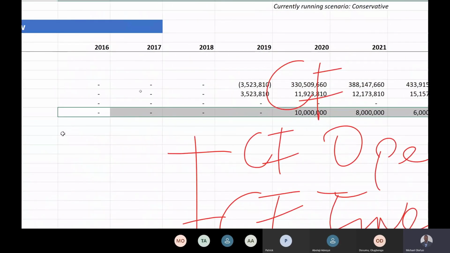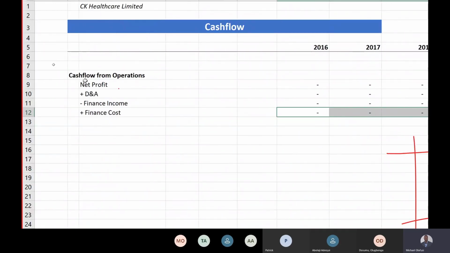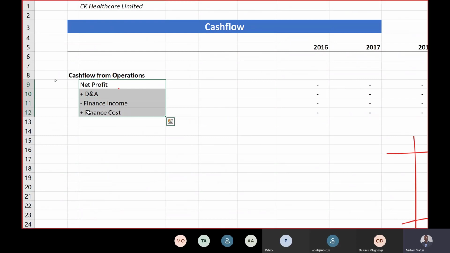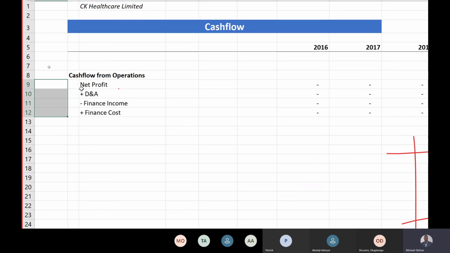All right. So these are the adjustments that we make from the income statement. So all these ones that I've done relate to the income statement. Now, as regards the cash flow from operations, imagine that a company has closed down.